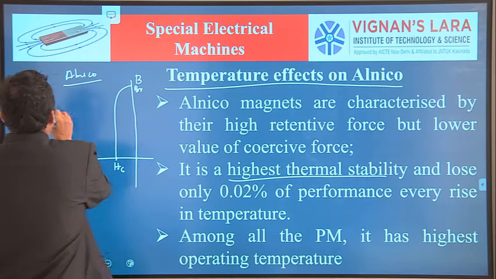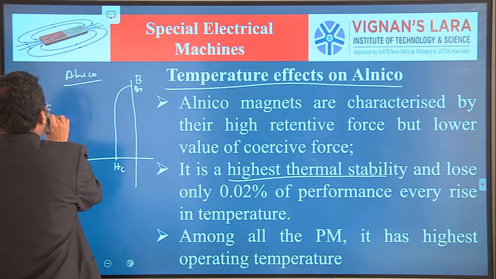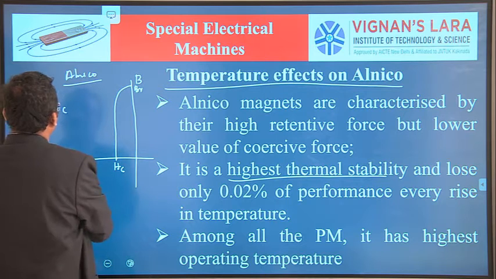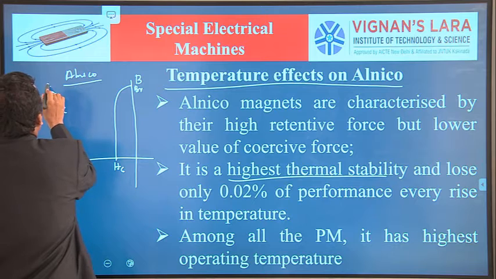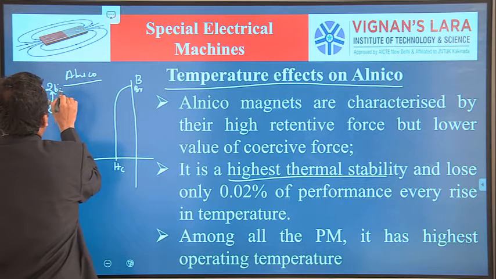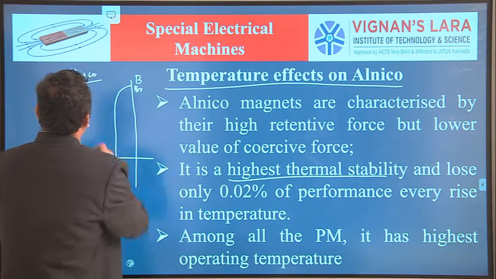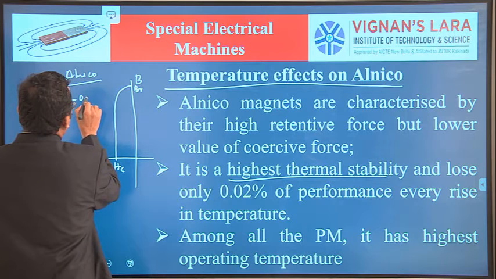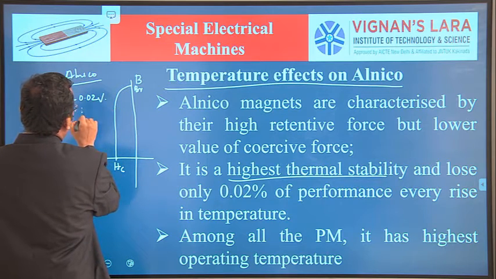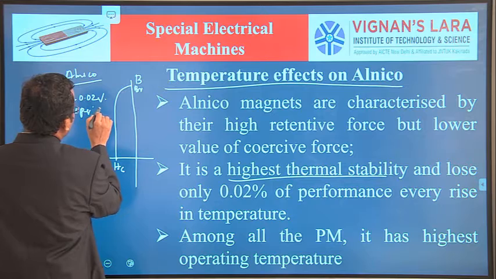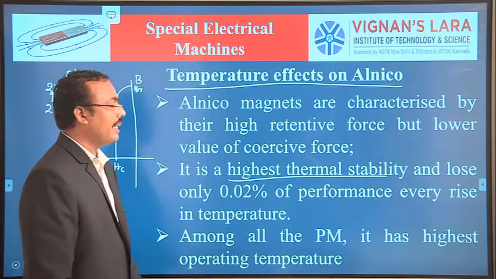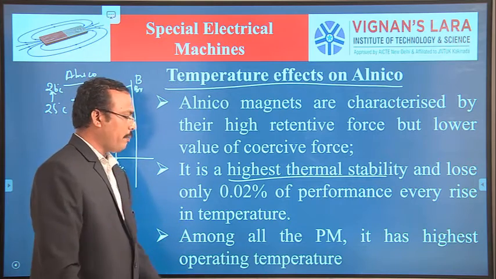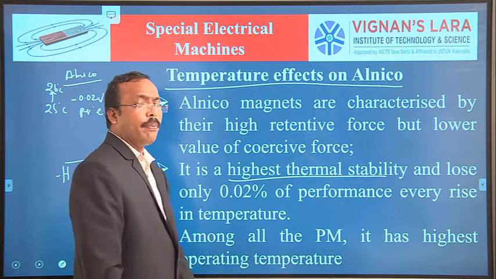For example, if the temperature increases from 25 degrees Celsius to 26 degrees Celsius, it loses performance of only 0.02% per degree Celsius. So among our permanent magnets, it has the highest operating temperature.